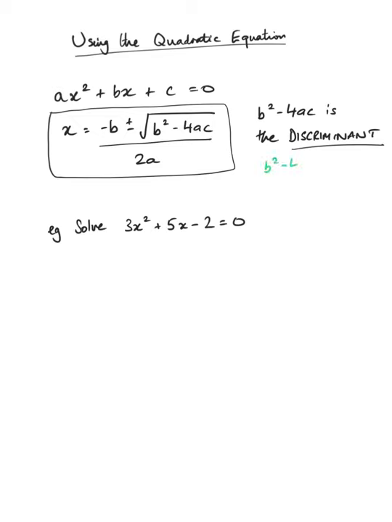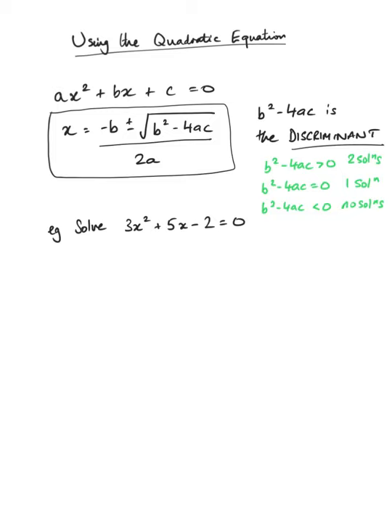If b squared minus 4ac is positive, so it's bigger than 0, we'll get two solutions. If b squared minus 4ac equals 0, there'll only be one solution because it just touches the x-axis. And if b squared minus 4ac is less than 0, so it's negative, there are no solutions to the equation. If you think about why, you'd be ending up with a square root of a negative number, which, unless you're dealing with complex numbers, we would say there's no solution, it won't cross the axis.